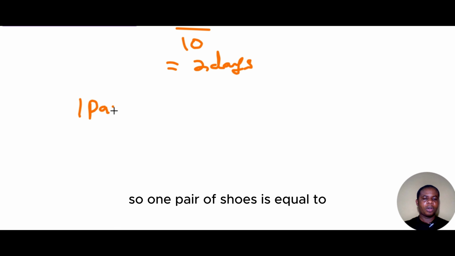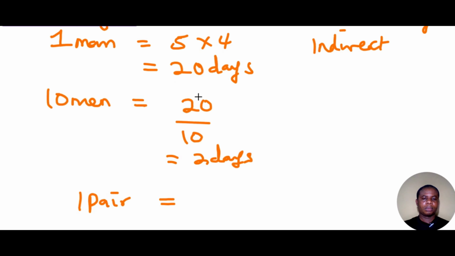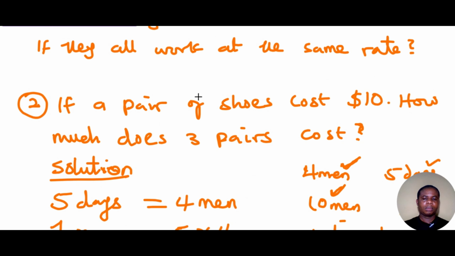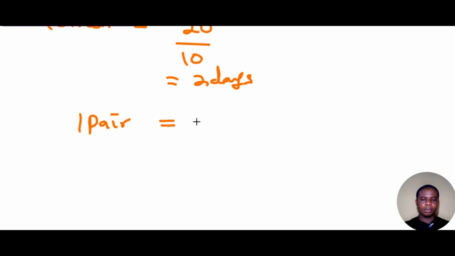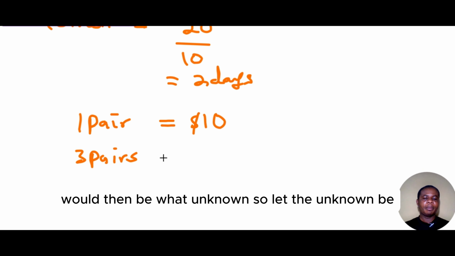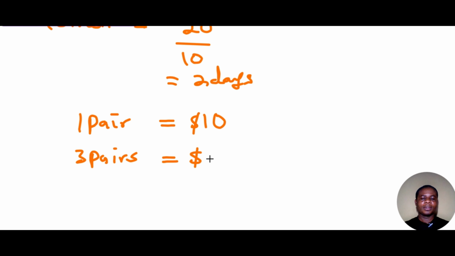One pair of shoes is equal to $10. 3 pairs will then be what? Unknown. So let the unknown be X dollar.